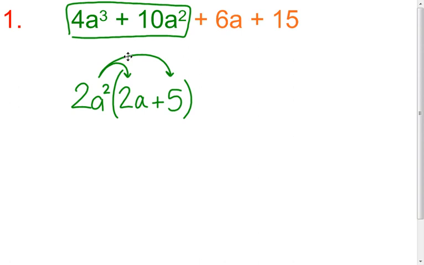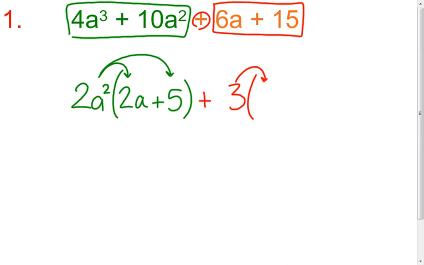Now notice I have this plus sign right here, so I'm going to bring that down. Then I'm going to factor out what I can out of just that piece. If I look at what goes into both 6 and 15, 3 goes into both of those. So I can factor out a 3. I can't factor out any a's because the 15 doesn't have an a with it. So 3 times 2a makes 6a, and 3 times positive 5 makes positive 15.